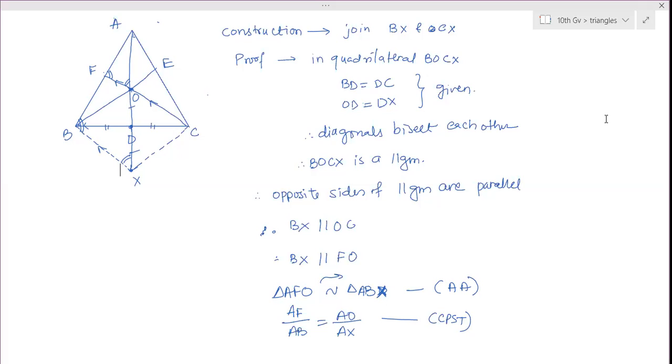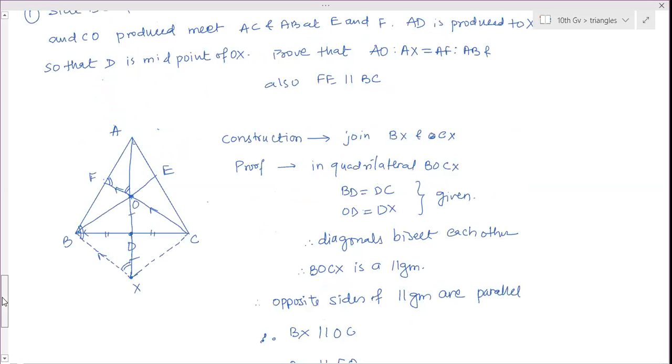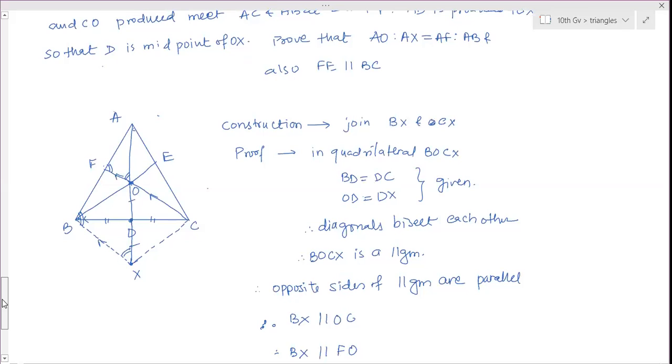Ma'am, for the next one, same thing we have to do. So we'll get AE by AC is equal to AO by AX, right? Which one next? The right side triangle, AECX. They're all asking only FE. If we prove it is equal to AO by AX, then we can equate that to AF by AB, right? Then we can say FE is parallel to BC.